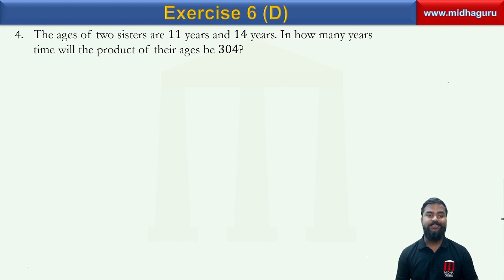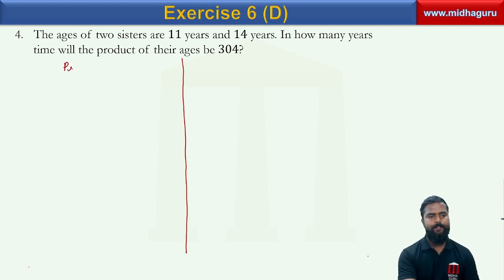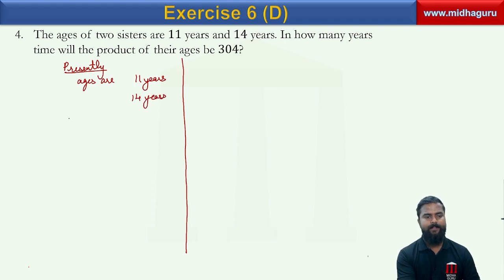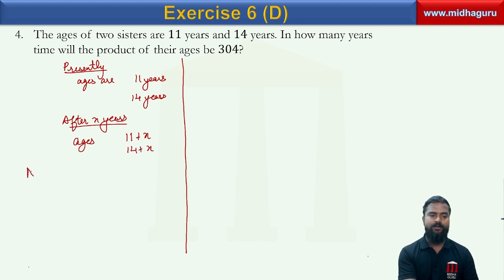Now the next question says the ages of two sisters are 11 and 14 years. In how many years time will the product of their ages be 304? Let us say presently ages are 11 years and 14 years. Now let's say after x years the ages become 11 plus x years and 14 plus x years. Now according to the question, at this point x, the product of their ages is supposed to be 304.